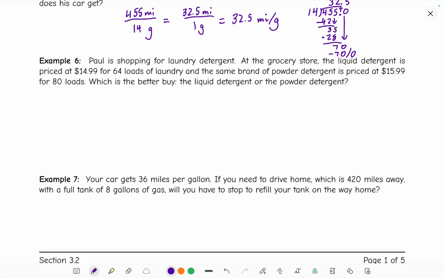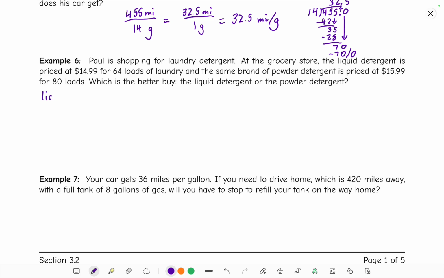Example 6. Paul is shopping for laundry detergent. At the grocery store, the liquid detergent is priced at $14.99 for 64 loads of laundry, and the same brand of powder detergent is priced at $15.99 for 80 loads. Which is the better buy, the liquid detergent or the powder detergent? This is the most common use for unit rates, to determine which one is the better buy.